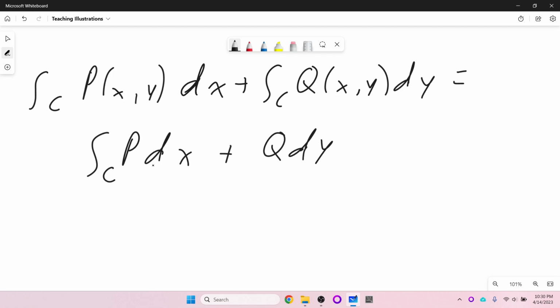So this means P is a function of both x and y, so you'll have to plug in to replace them with t's. You'll replace the dx with dx over dt times dt. Same with the y's. So let's do an example of this.